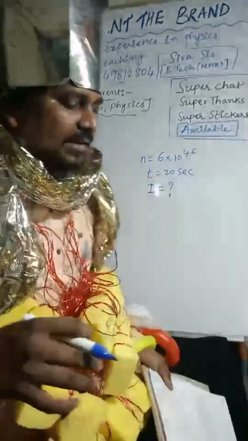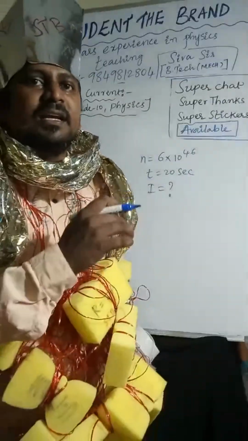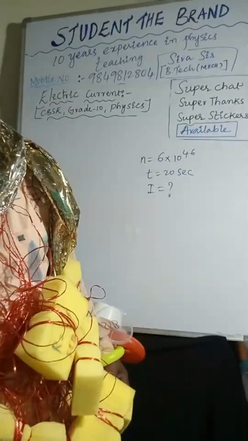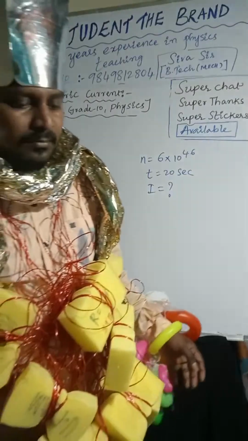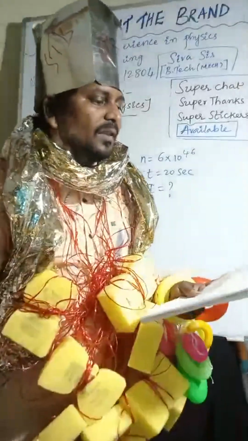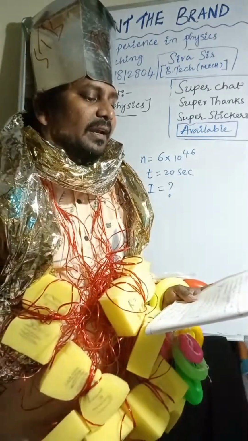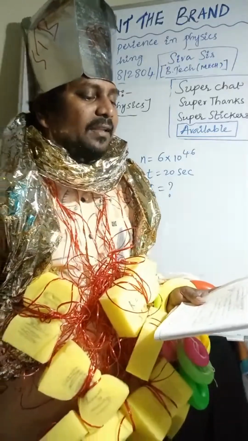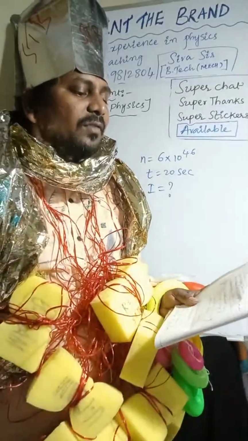So this is the data they gave. How to find out the current? I'm giving the data, so I'll read the question once. A total of 6 into 10 power 46 electrons flow through a current carrying copper conductor when connected to an external power supply for 20 seconds. Find the value of current in the conductor.